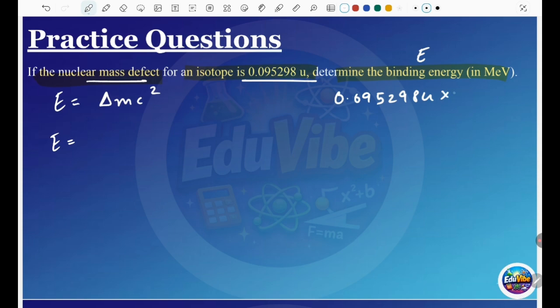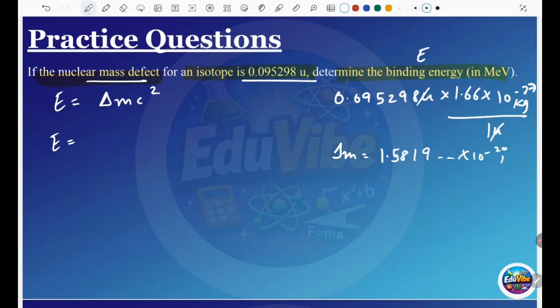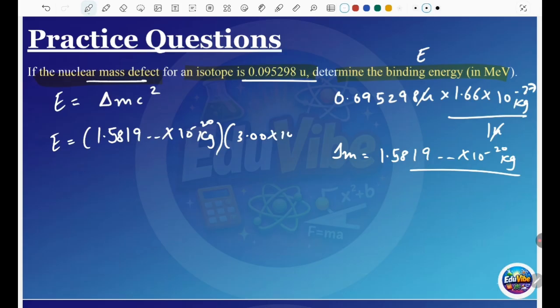So 0.095298 u, you have to convert this by multiplying by 1.6 times 10 raised to minus 27 kg divided by 1 u. So u and u cancel, and your mass defect in kg is this. And you have to take this defect mass times c squared, and your c is 3.00 times 10 raised to power 8 meters per second. When you calculate this, you get about 1.4237 times 10 raised to power minus 11 joules.